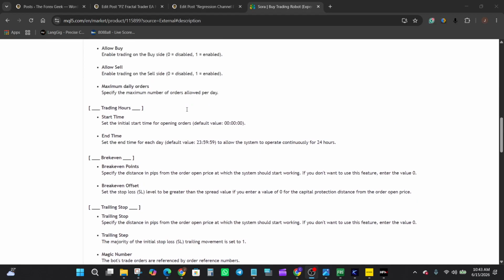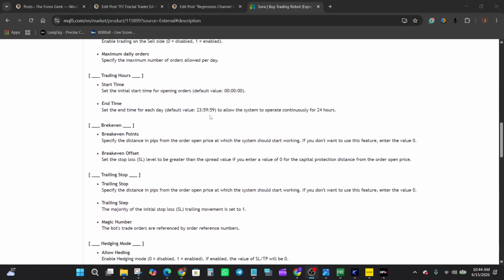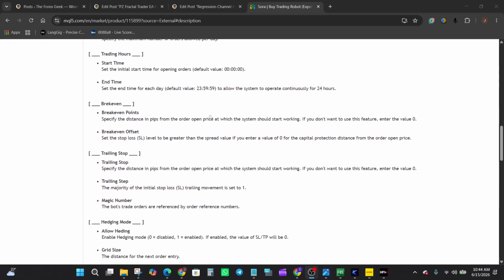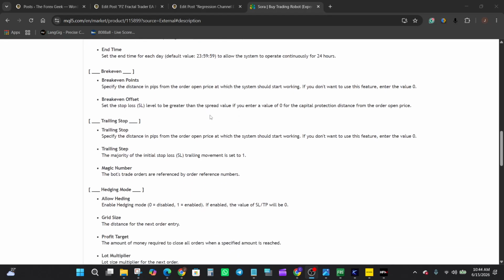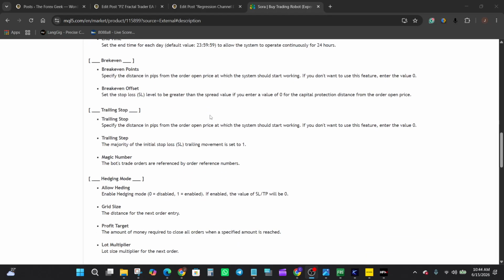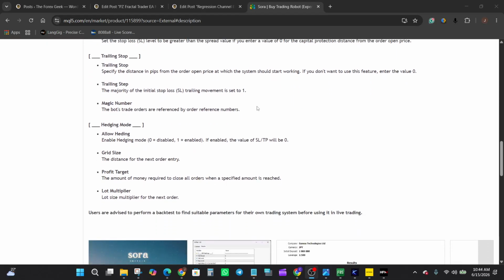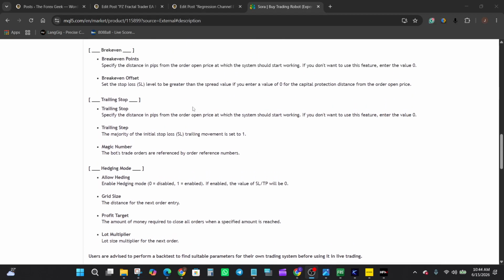There are also dedicated trading hour controls that allow the EA to operate within specific time windows or continuously throughout the day. Further down the settings, we have break-even functionality and trailing stop management. These features allow traders to automate position protection once trades move into profit, while still giving flexibility over exactly when those protections become active. One additional feature available here is the optional hedging mode.